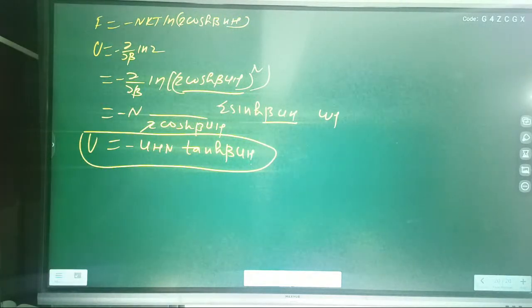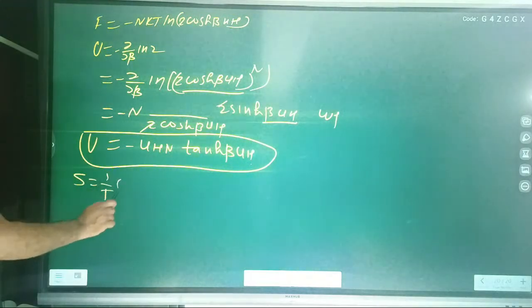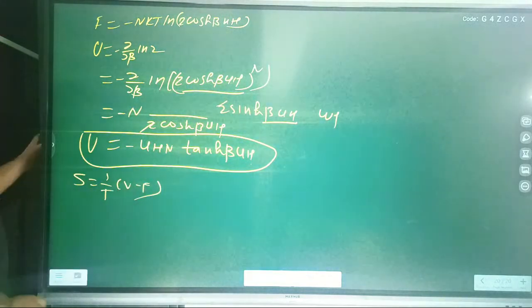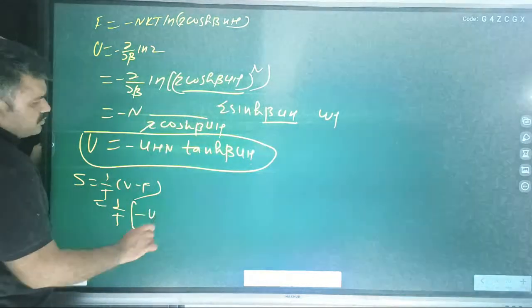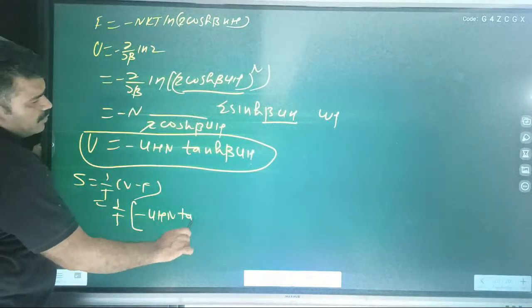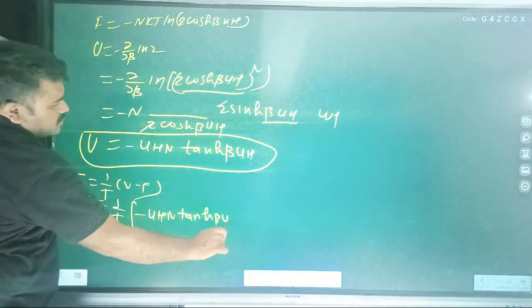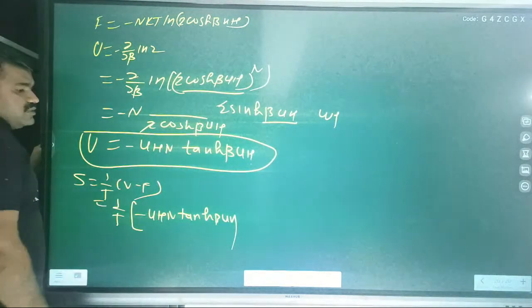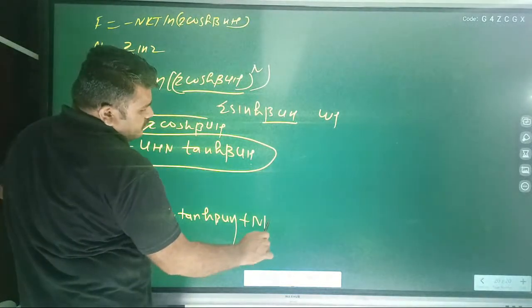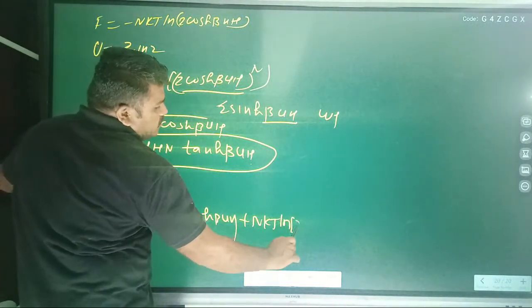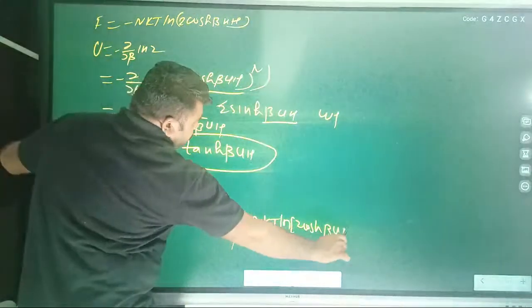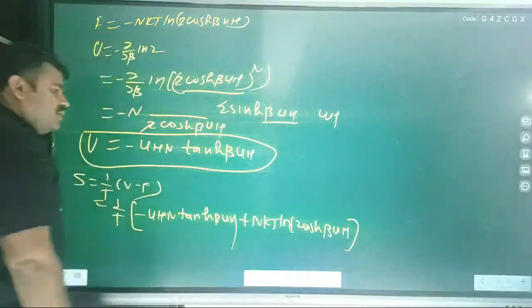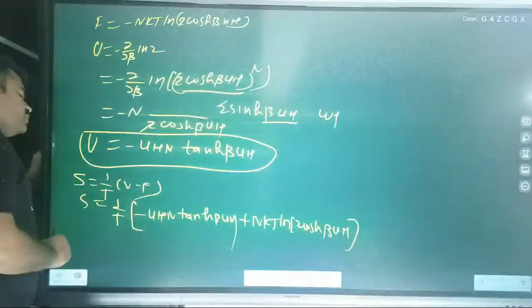Okay, now next, what is the entropy? Entropy is equal to 1 upon T (U minus F). What is U? U is minus μh N tanh(βμh). And minus F becomes plus N kT ln 2 cosh(βμh). This is the entropy of the system.